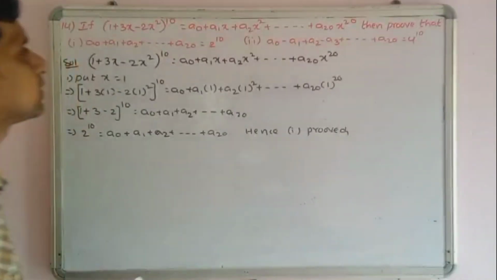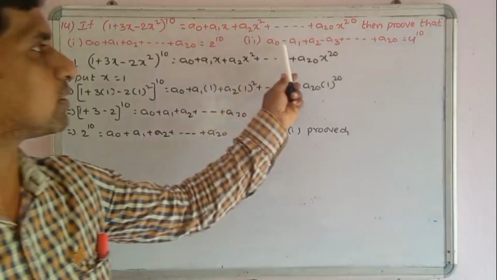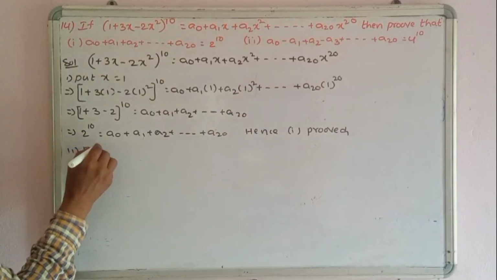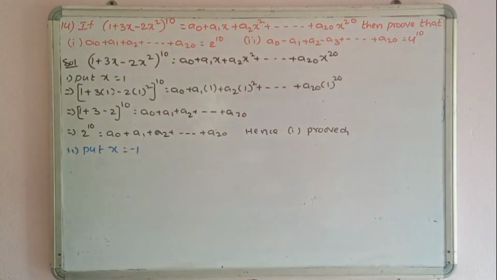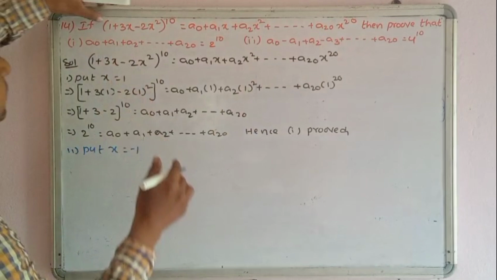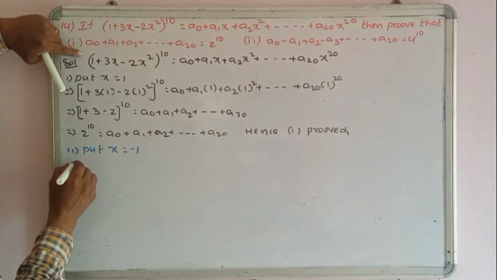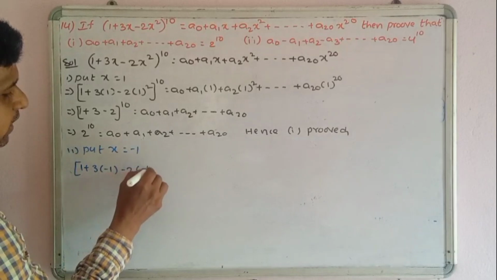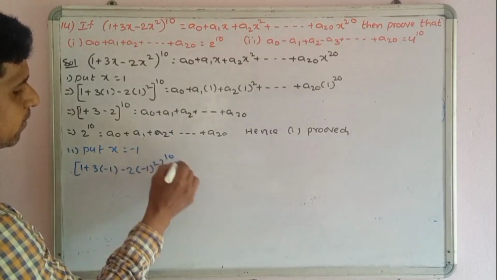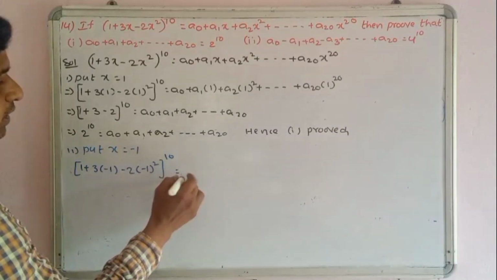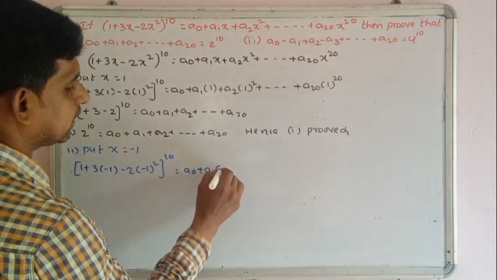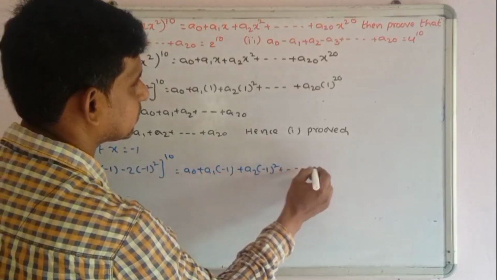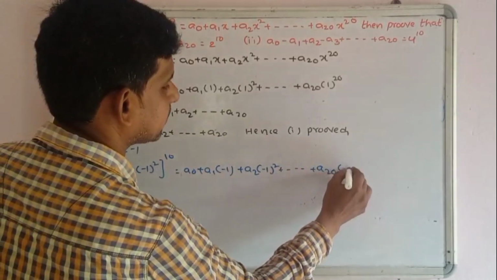See the second one. In the second case, alternate negative signs are there. So do one thing: put x equals -1. Then see, in the above expanded form, now (1 + 3 times -1 - 2 times (-1) square) whole power 10 equals a0 + a1 times -1 + a2 times (-1) square + and so on up to a20 times (-1) power 20.